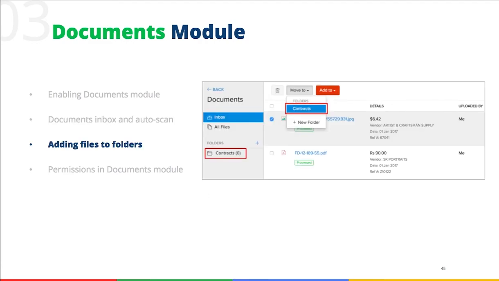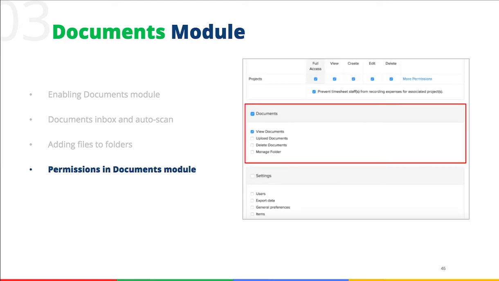All these files that I've uploaded, I can easily move them to folders, which I can create myself. That's the option right there on the screen. And so yeah, I can make sure that not everyone who's accessing my Zoho Books organization gets access to these particular documents. So I can control the permissions and who has access to what folder also within Zoho Books, within the settings section.